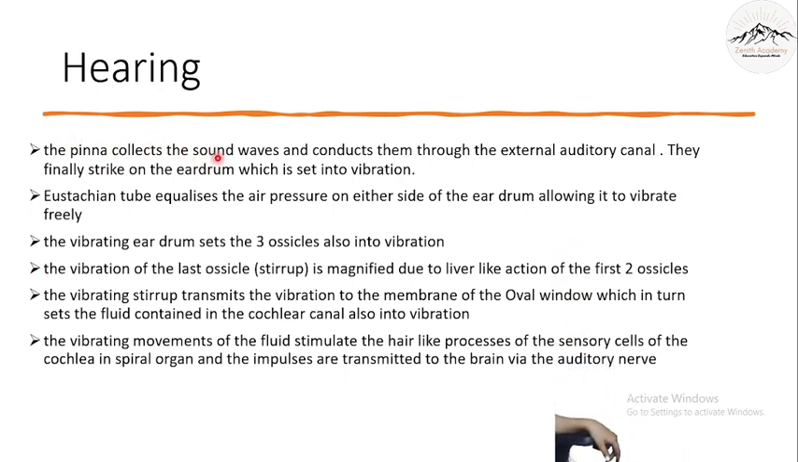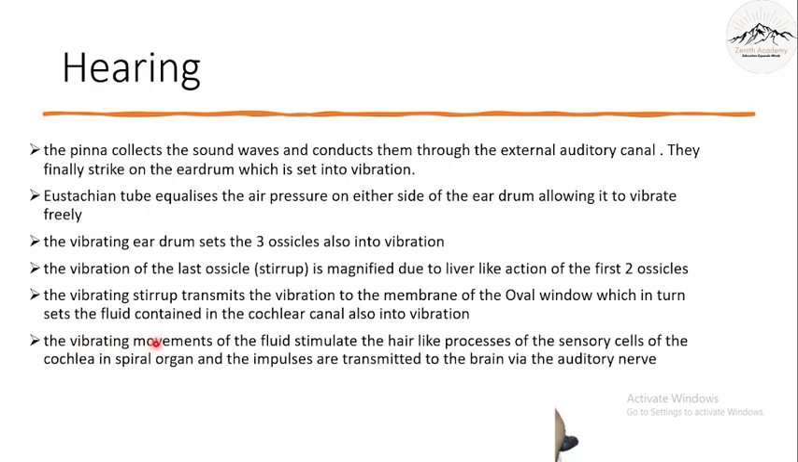The pinna collects the sound waves and conducts them through the external auditory canal. They finally strike on the eardrum, which is set into vibration. The eustachian tube equalizes the air pressure on either side of the eardrum, allowing it to vibrate freely. You have to write it in points so that the examiner understands very clearly. The vibrating eardrum sets the three ossicles into vibration. The vibration of the last ossicle is magnified due to the lever-like action of the first two ossicles.